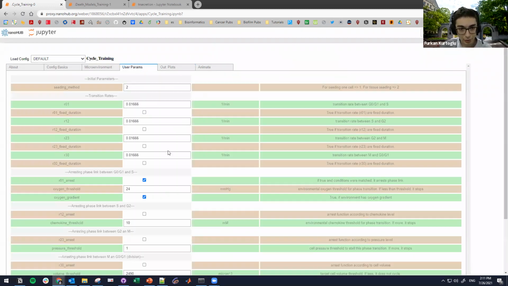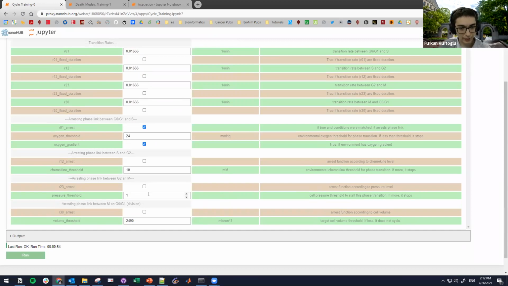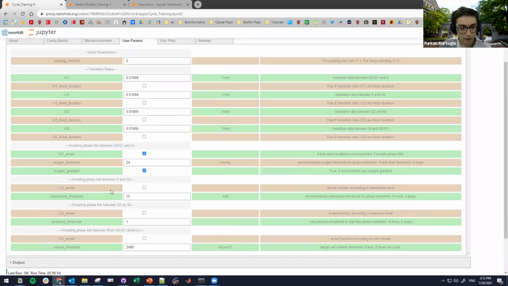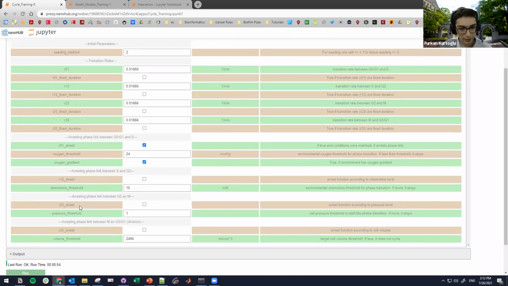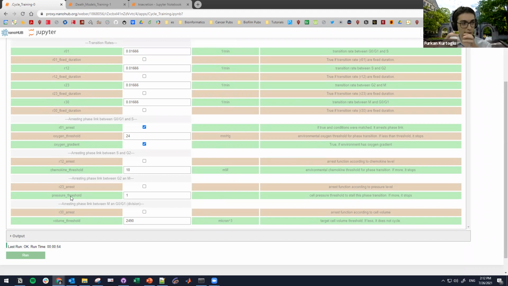So I will not go through all the arrest functions here, but we can write arrest functions according to some secreted chemicals or a pressure. Pressure is just calculated by the other cells actually. So maybe we can use pressure.